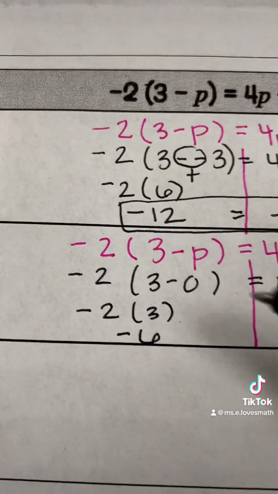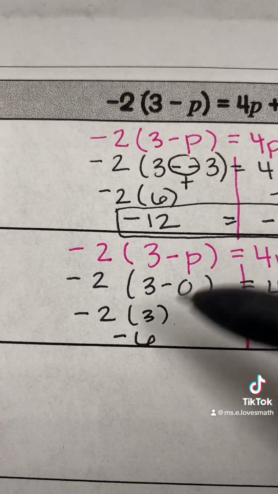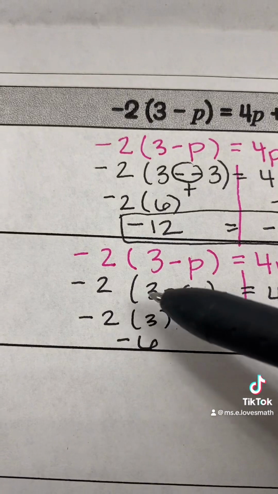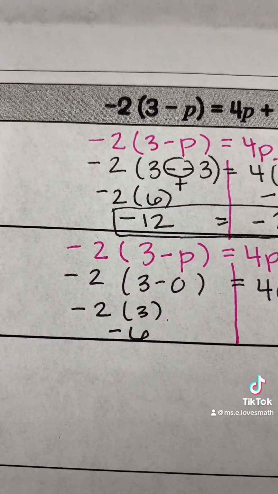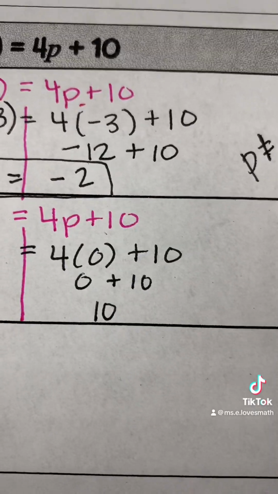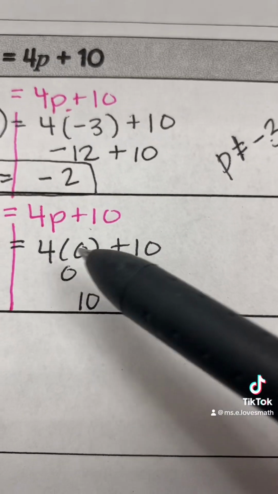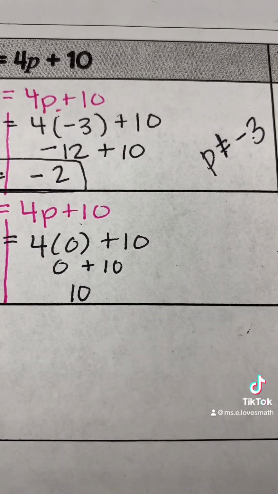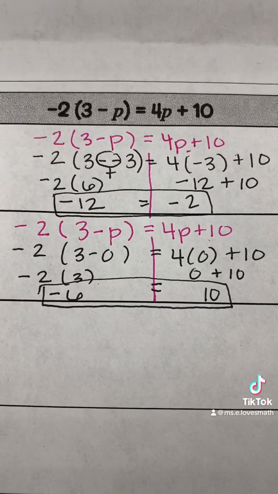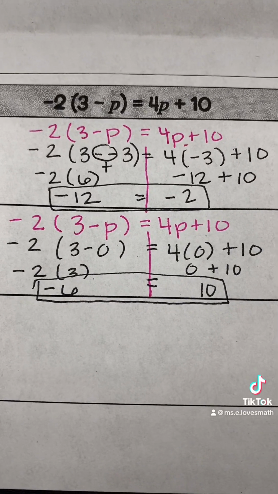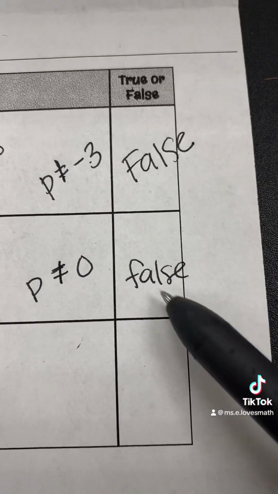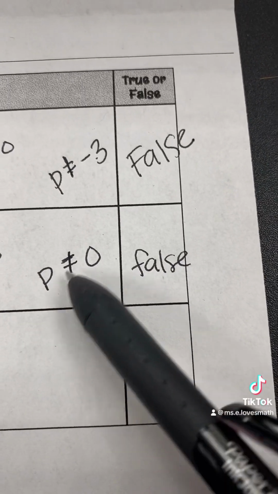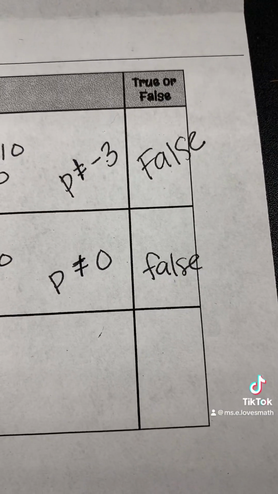Working on the left-hand side, 3 minus 0 in the parentheses is 3. -2 times 3 is -6. Working on the right-hand side, 4 times 0 is 0. And then we have 0 plus 10 is 10. We are left with -6 equals 10. This is a false statement, which means p does not equal 0.